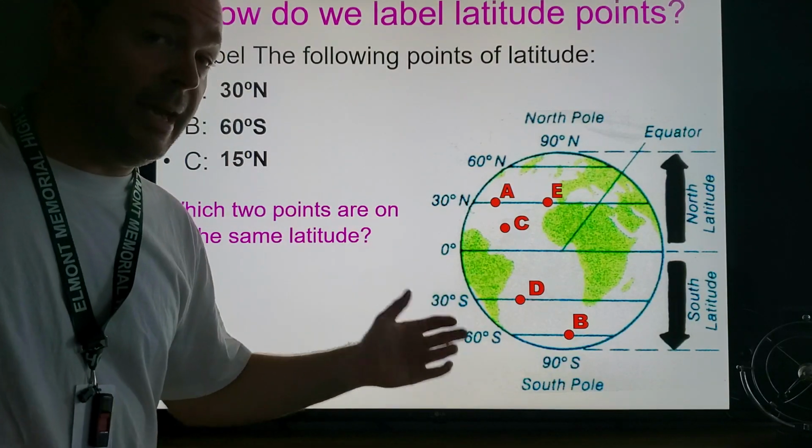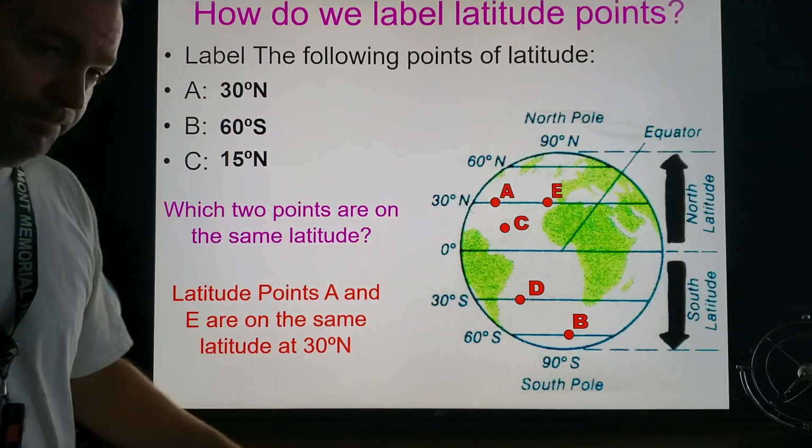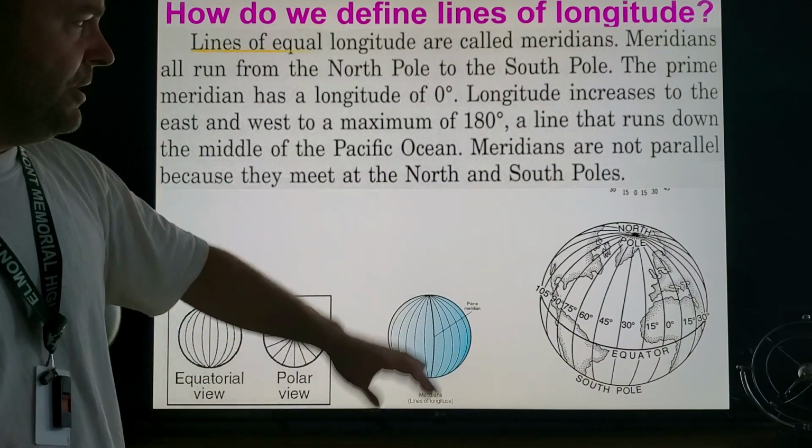Well, you got to be on the same latitude line. And the only ones that are there are, of course, A and E. All right. So then we jump to longitude. Make sure you read this through.